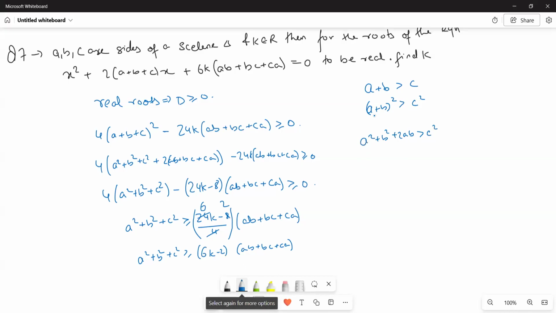Similarly, any two sides will satisfy this, so A plus B is greater than C, B plus C is greater than A. So this becomes B square plus C square plus 2BC is greater than A square. And then the third combination will be AC, so A plus C is greater than B. So this comes out to be A square plus C square plus 2AC is greater than B square.